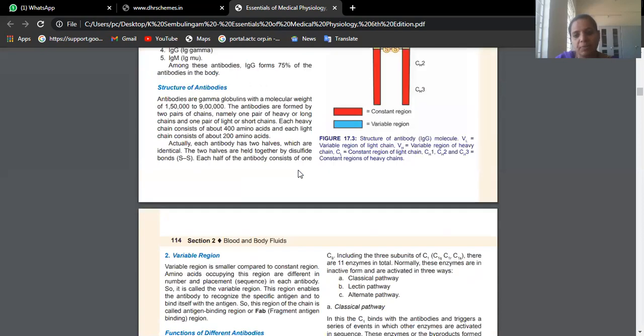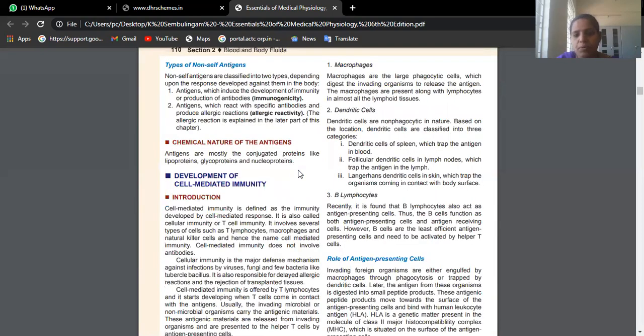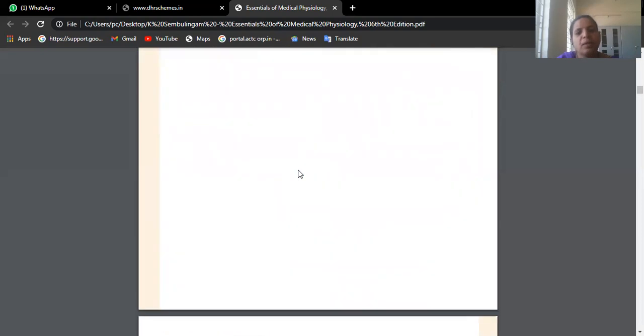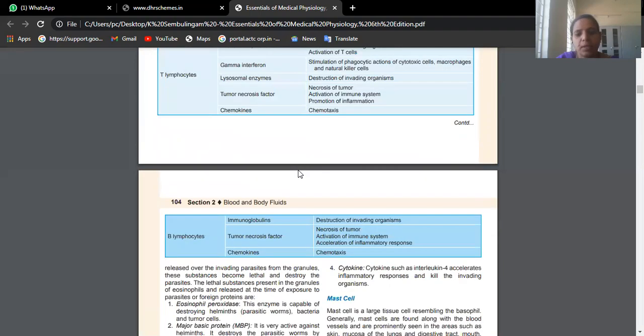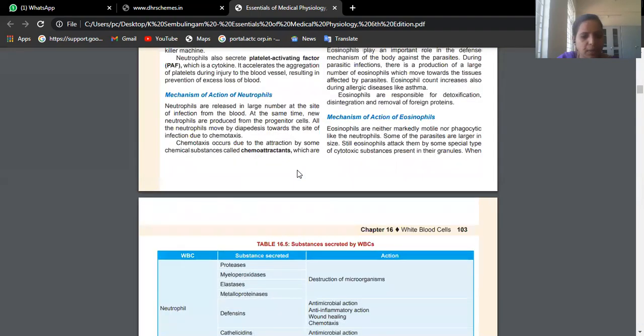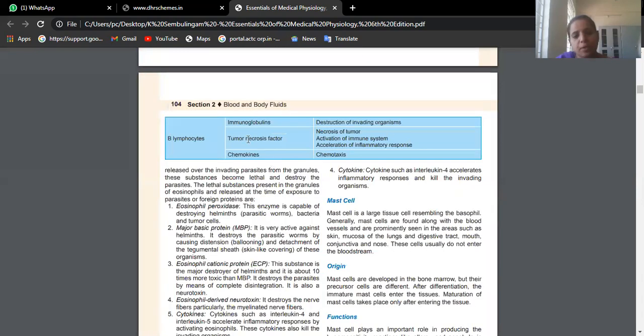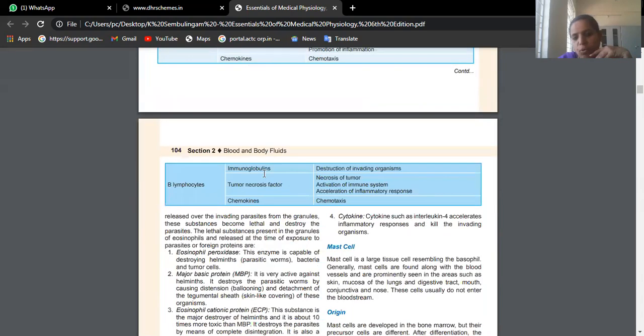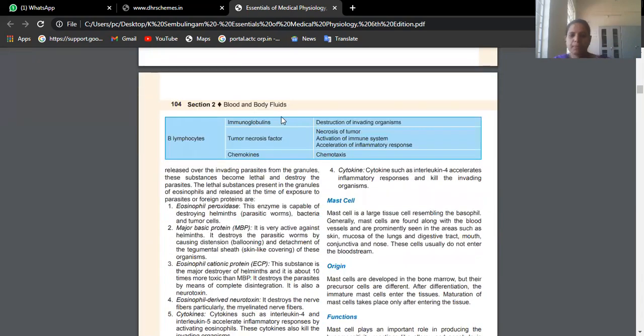So B lymphocytes, from where are they produced? They are produced from bone marrow. They kill the microorganisms by releasing different types of chemical substances like immunoglobulins. Do you remember what are the various types of antibodies we have? I gave you one code. IgG, IgA, IgM. Very good. Whatever we have studied about immunoglobulins, you can completely write here.